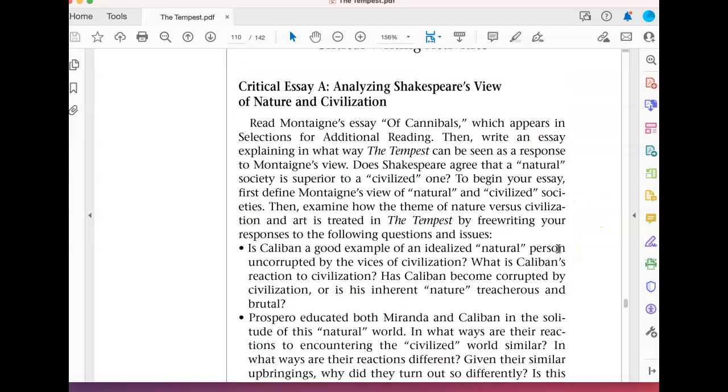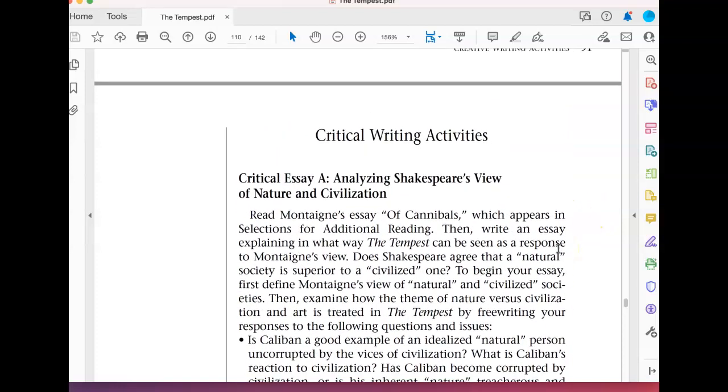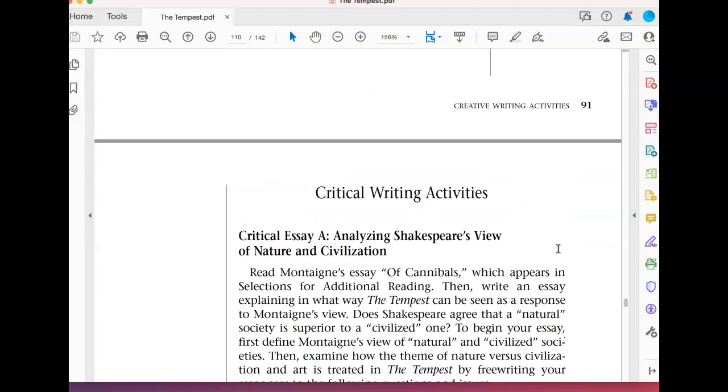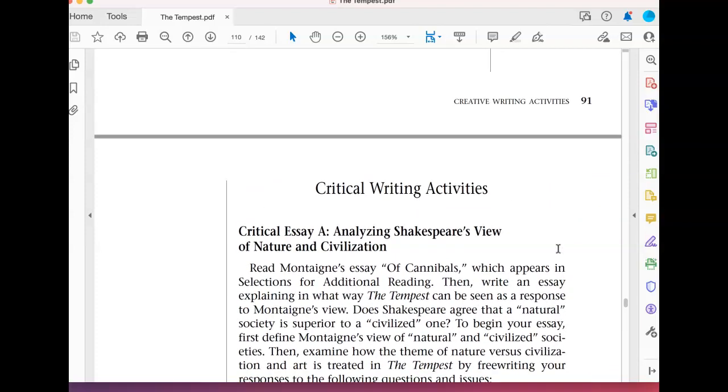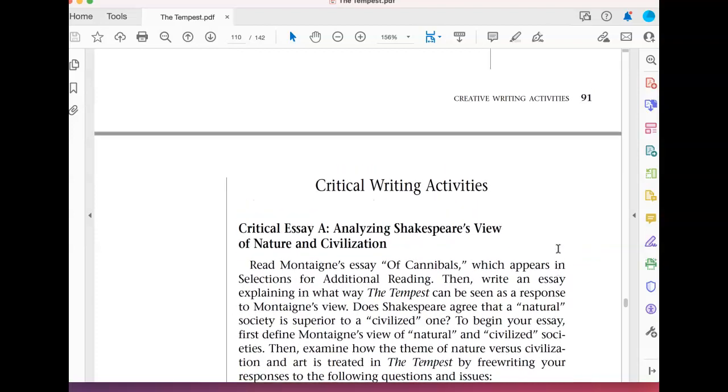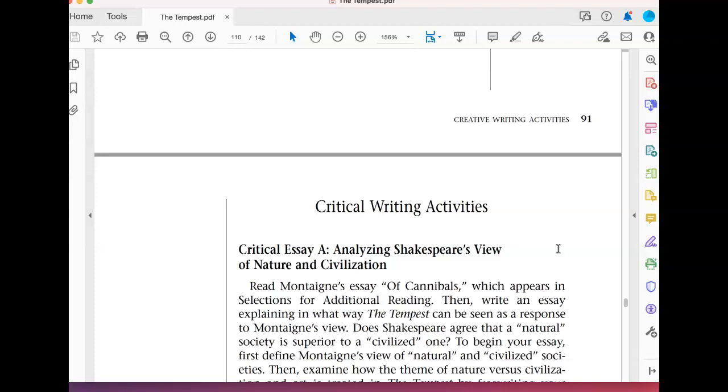Well, I want to take advantage of this excellent edition of The Tempest and do something I haven't really done in forever, and that is lean on a text for an essay, because this has a lot of really good guidance here. I don't think I can improve on it that much, but I want you to use it in a way that's a little bit different than what they have in mind here.